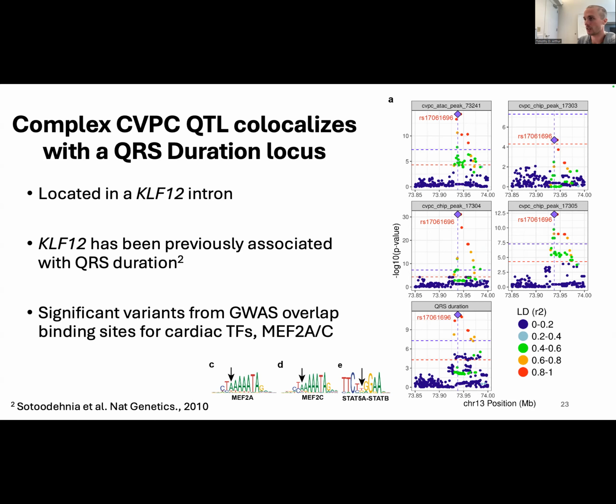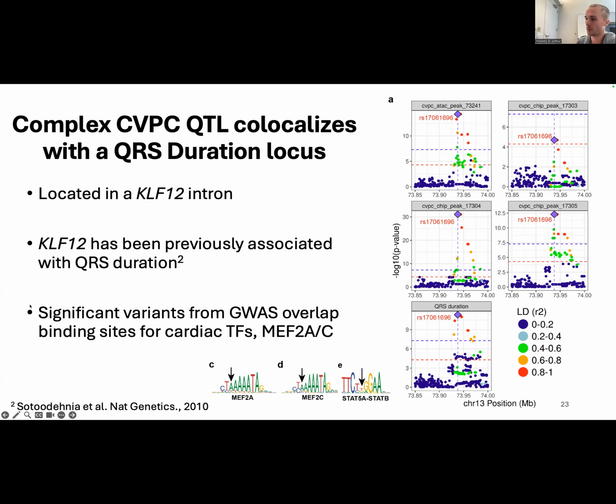And this CVPC QTL module, which is composed of 3 ChIP-seq peaks and an ATAC-seq peak, co-localizes with a QRS duration locus that's located within the intron of KLF12, which encodes a transcription factor. KLF12 has previously been associated with QRS duration, but has not been associated with the expression of the gene itself.